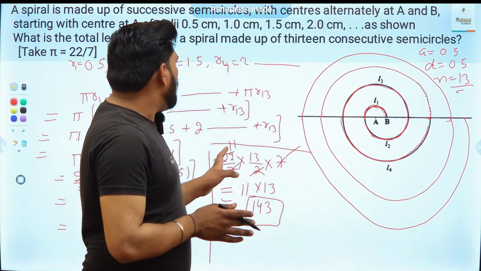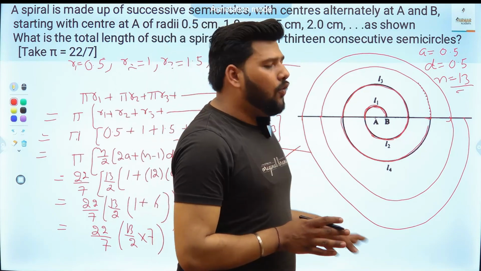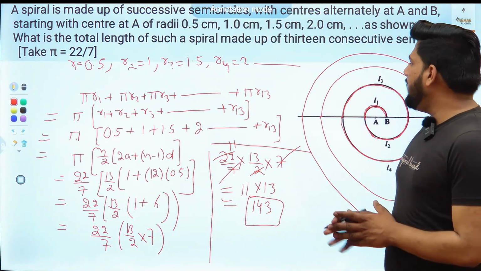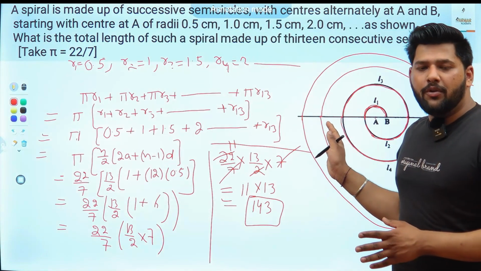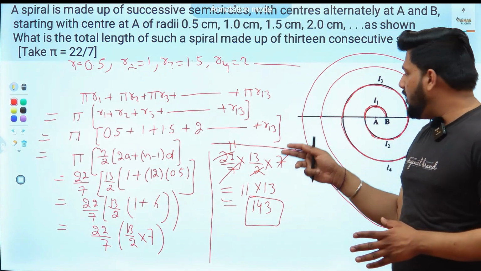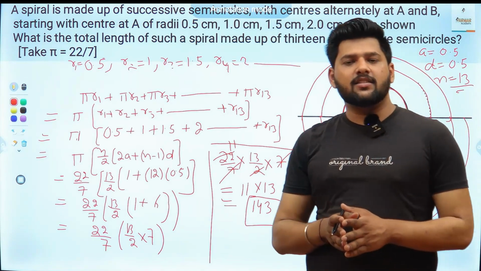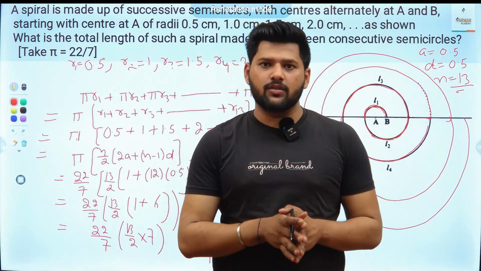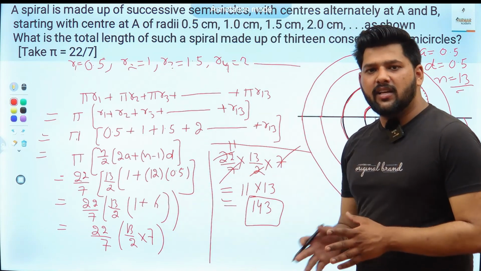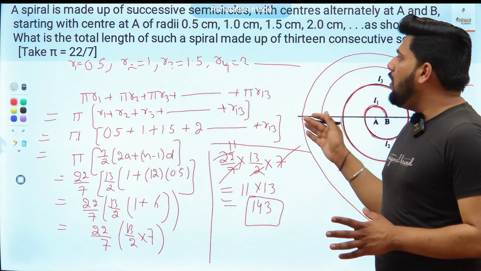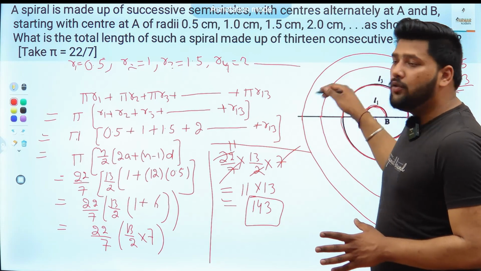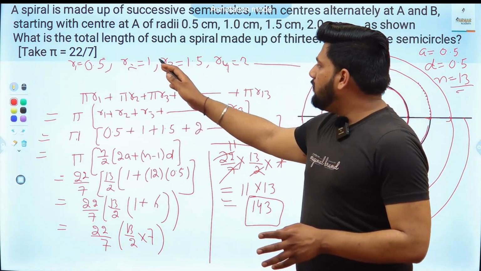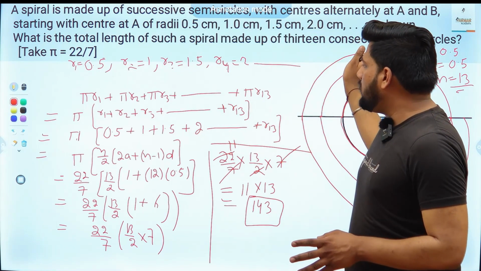So this is how we can find the length of the wire used. I will repeat it again. A spiral is formed using semicircles with different radii. The first radius is 0.5, the second radius is 1, the third radius is 1.5, the fourth radius is 2, and so on. 13 semicircles are used to form that spiral. We have to find the wire used to form that spiral. So simply, the radii are 0.5, 1, 1.5, 2, and so on.